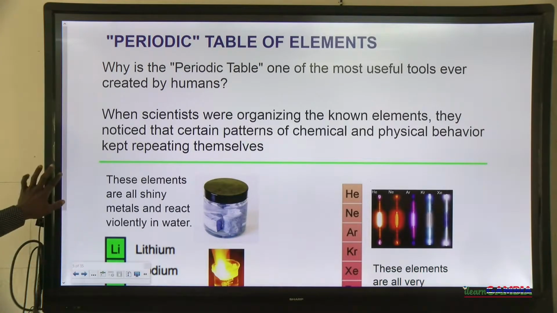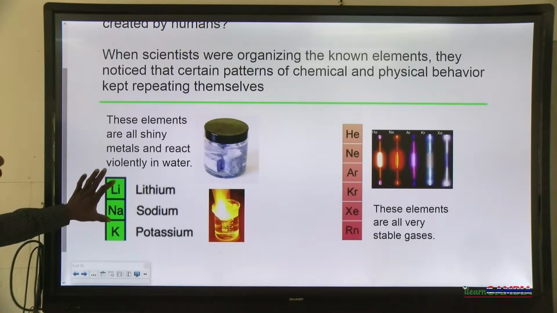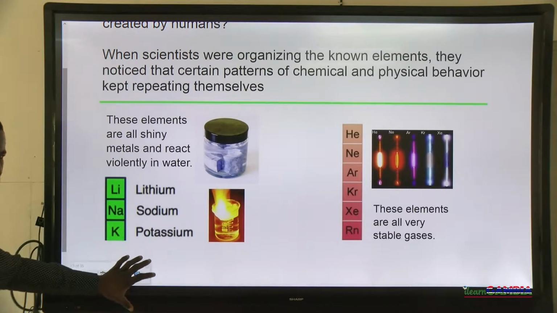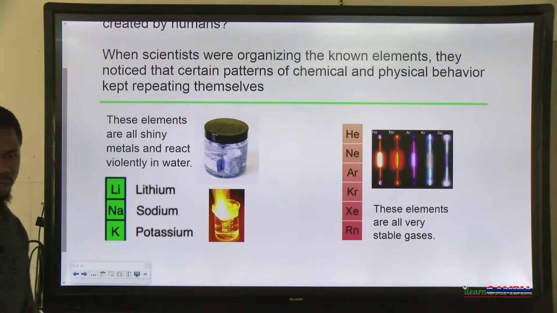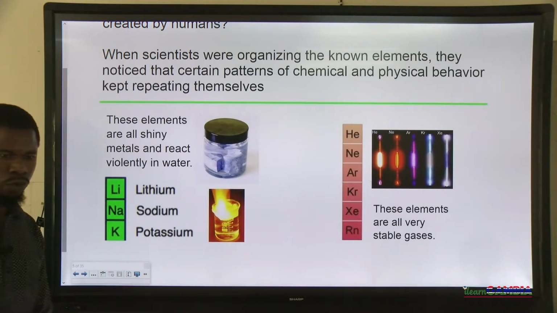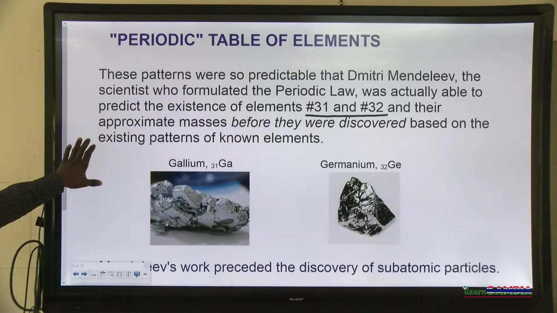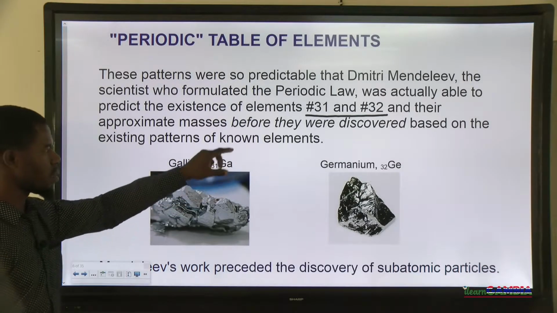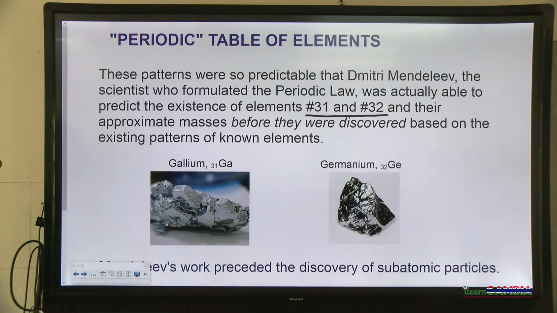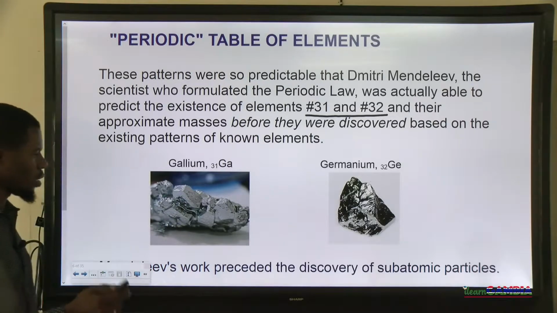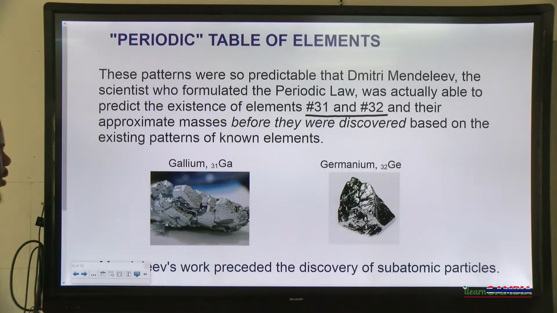Now, what Mendeleev actually did was, he looked at these elements here, and saw that they display similar patterns and properties. And with the other elements that were discovered as of that time, he was also able to predict the mass and properties of elements number 31 and number 32, even though they were not discovered. And these elements, when later discovered, were known as gallium and germanium.